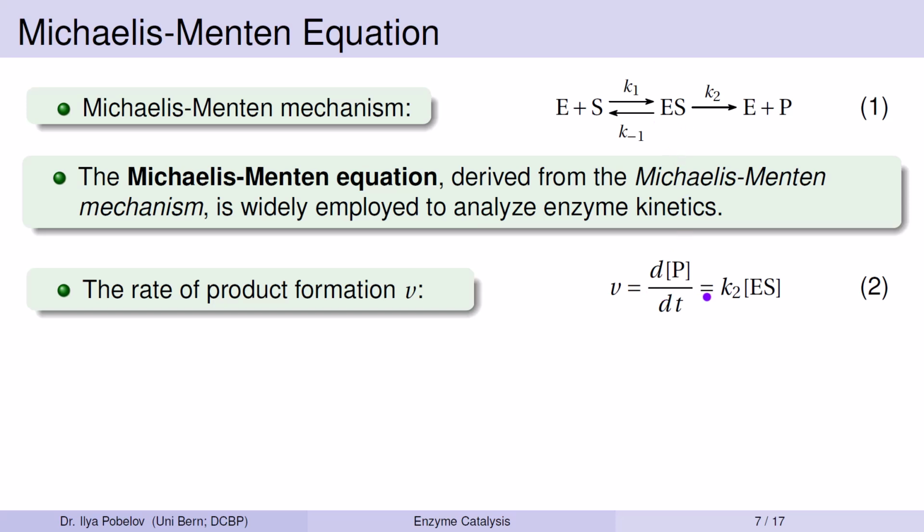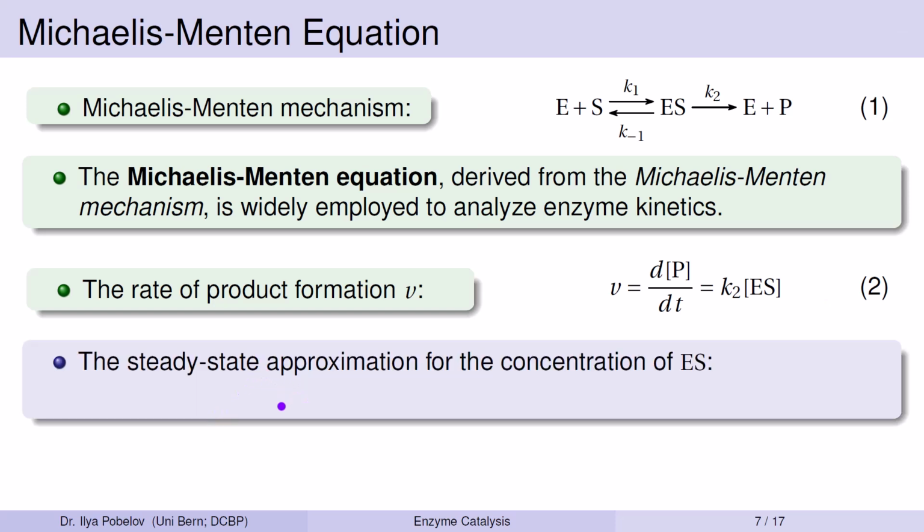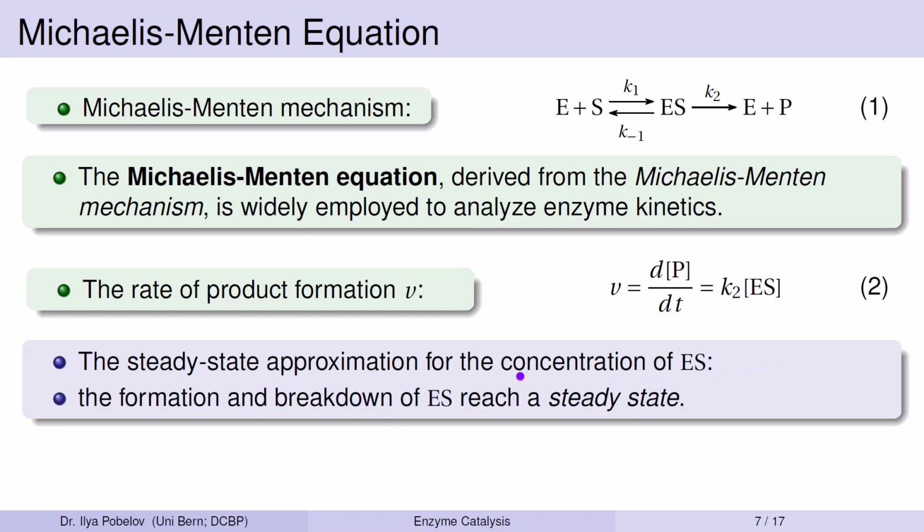The strategy for analyzing the rate of product formation is centered on finding an expression for the concentration of the enzyme-substrate complex ES. The derivation utilizes the steady-state approximation for the concentration of ES. It assumes that the formation and breakdown of ES reach a steady state, with the total rate of formation of ES equal to the total rate of its breakdown.